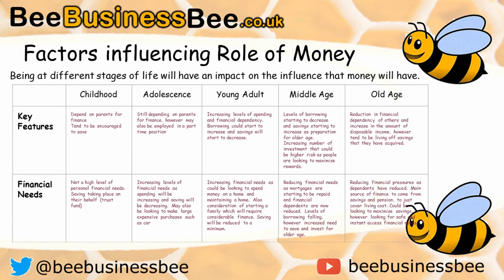Okay, let's have a look at some of the answers. Let's go through the childhood form first. The key features of childhood: it depends on parents for finance. As a child, you tend to rely on your parents to give you finance. You tend to be encouraged to save because it's one of the key skills that parents try to instil into young children about saving. So, you've probably got a little bank account somewhere to save your money. Low risk. And all about managing your own finances.